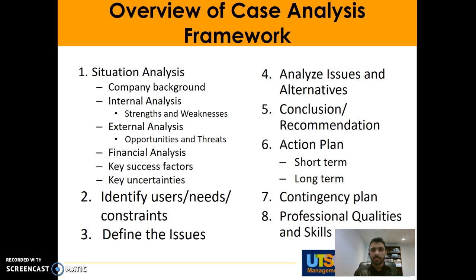So when we're looking at cases, you're looking at 8 general areas that you need to be considering. You start with your situation analysis. You look at the users, the needs, and the constraints. You look at identifying the issue, analyzing the issue, and concluding and making a recommendation on the issue. And these 3 things are probably the most important: identifying the issues, analyzing, and concluding on every single issue. Then there is the action plan, the contingency plan, and professional qualities and skills, which are things that you build in as a supplement to your case writing.